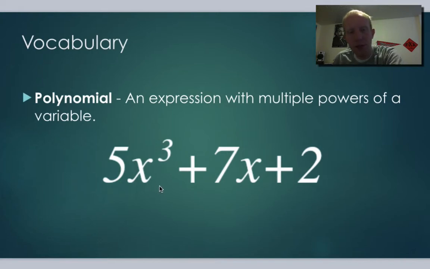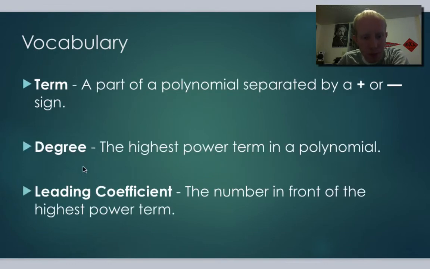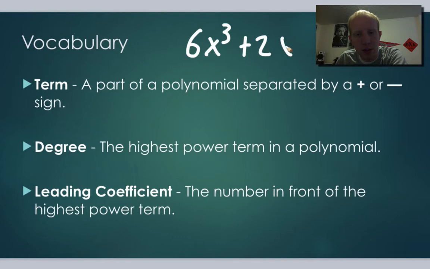And so there's a lot of things we can do with polynomials, but first we need some basic vocabulary when we're trying to describe what a polynomial is. There are 3 common words we'll use when we're trying to describe a polynomial. Those 3 words are term, degree, and leading coefficient. A term in a polynomial is any part of the polynomial that is separated by a plus or minus sign. So for example, let's say we had 6x to the third plus 2x squared.